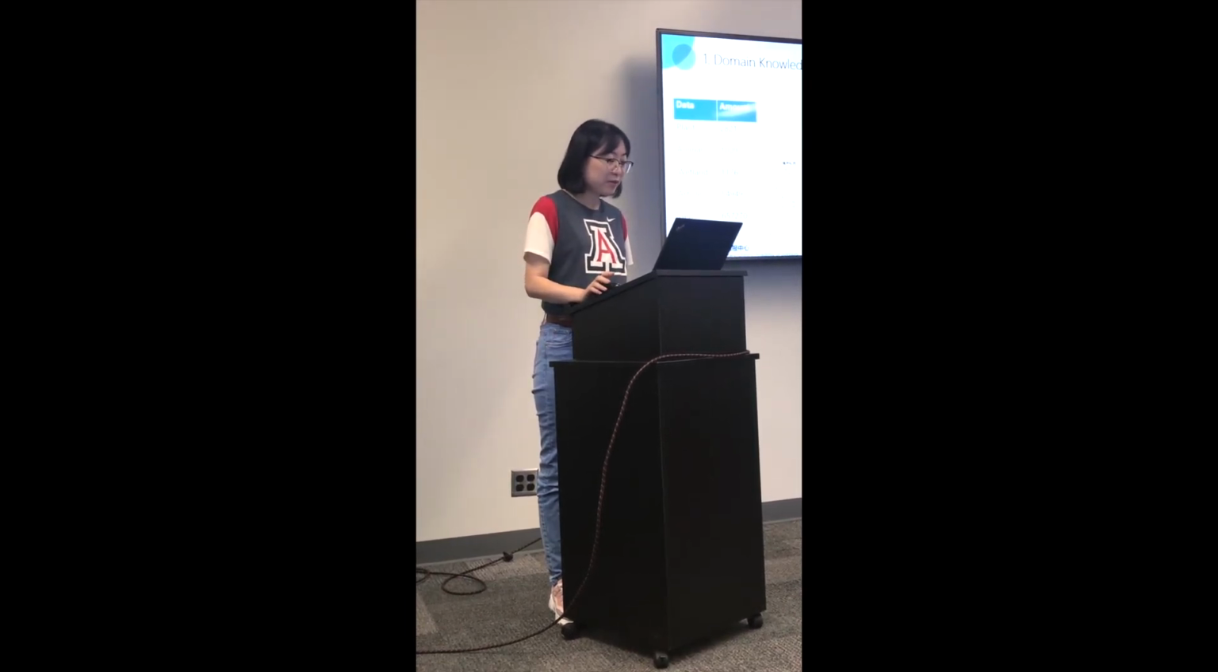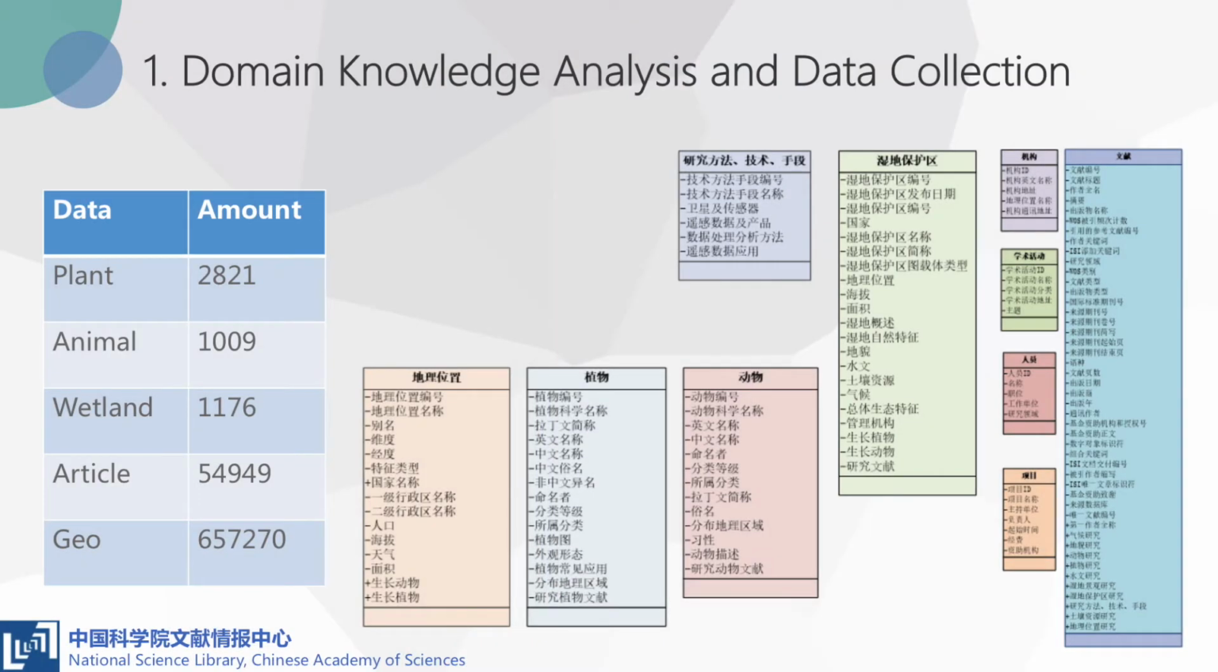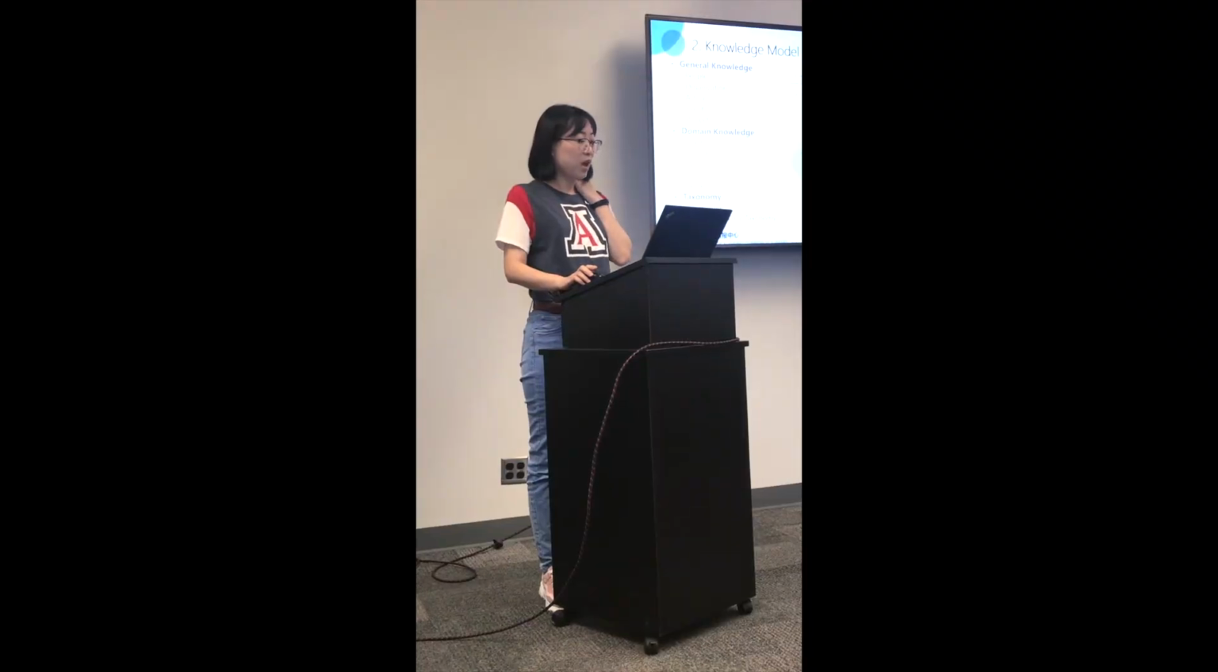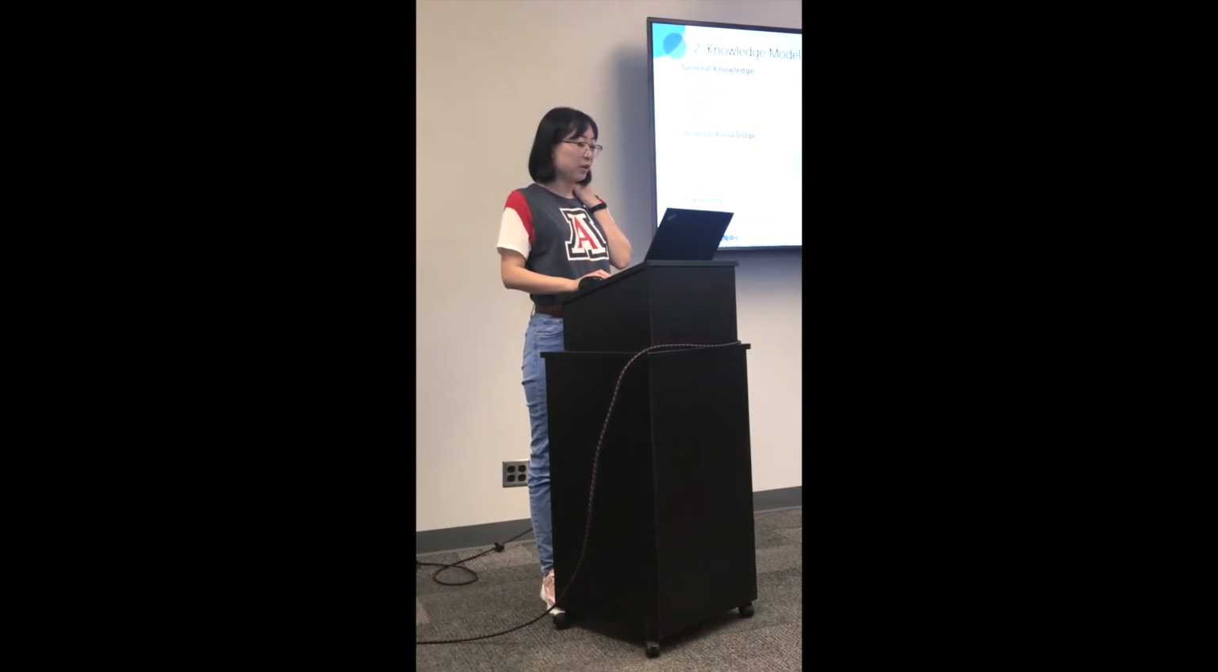So now the collection of our data, the model of our collection, is like this. As we see, it's not so sufficient. To build the knowledge base, we also build a knowledge model which has several levels. The general knowledge comprises relationships between people, organization, article, event, and project. Also some domain knowledge which shows the relationships between the plant, animal, wetland, the country, or the area.